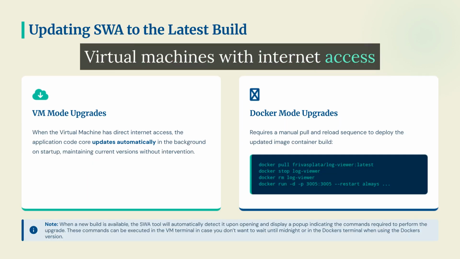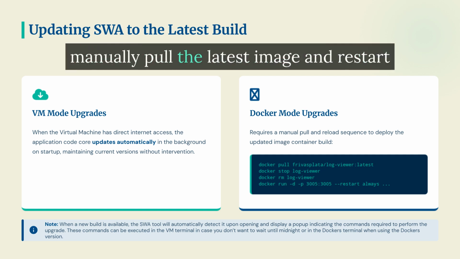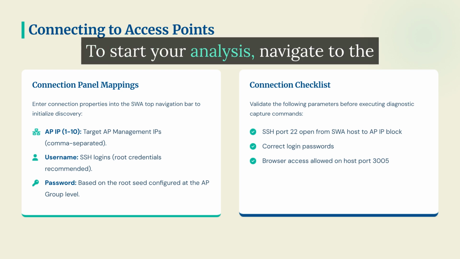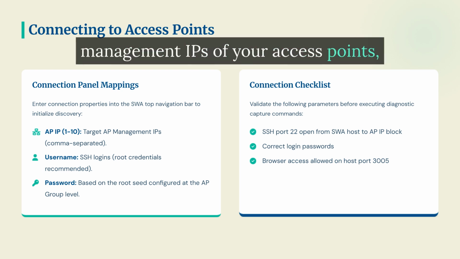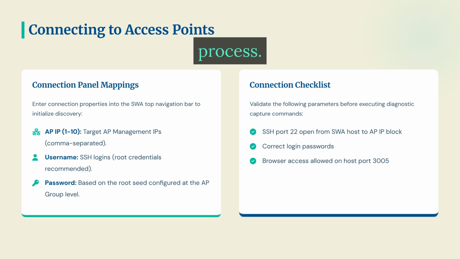Updating SWA is simple. Virtual machines with internet access update automatically at startup. For Docker deployments, you must manually pull the latest image and restart your container to apply updates. To start your analysis, navigate to the connection panel and enter the management IPs of your access points, along with the correct SSH login credentials to initialize the discovery process.